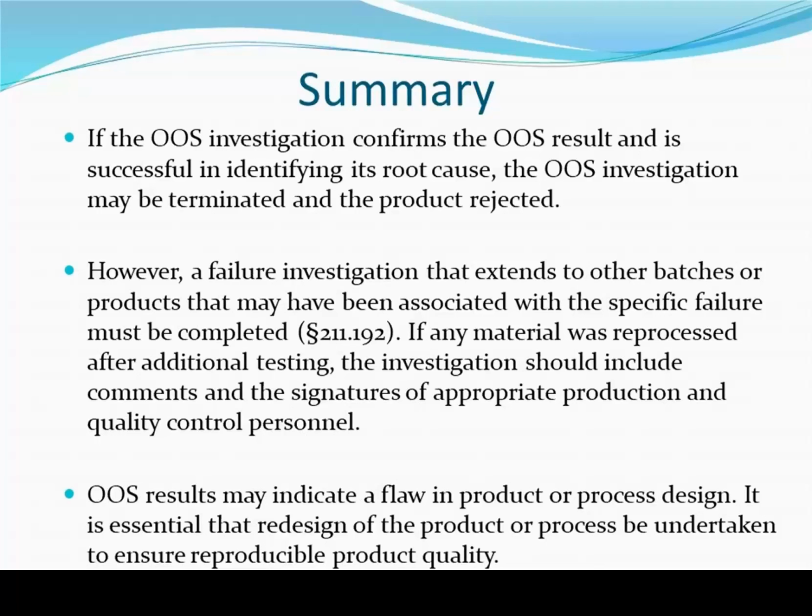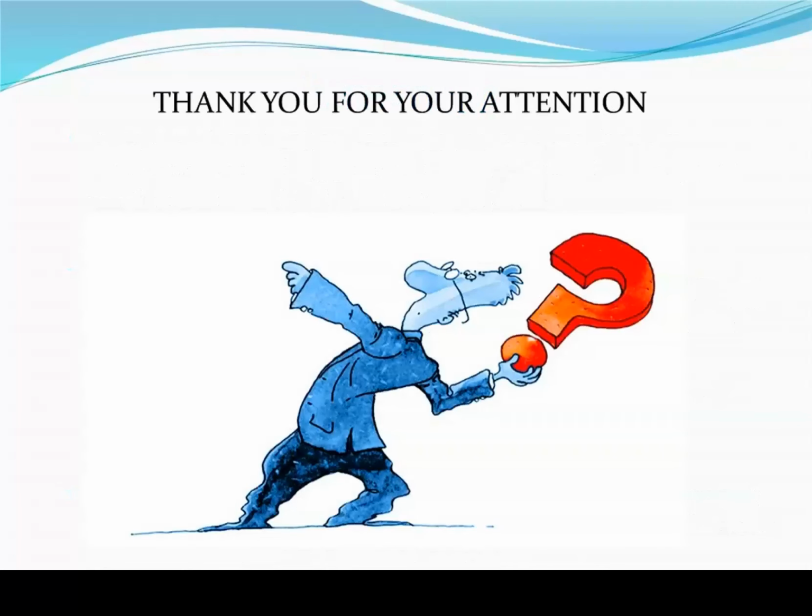Out-of-specification results are not fun to deal with, but they are telling us something. They indicate that there may be a flaw in the product or process design. So it's essential that redesign of the product or process be undertaken to ensure reproducible product quality. That's why it's very important to the company to make sure that these out-of-specification results are taken seriously, the investigations are done very robustly and thoroughly, and that they are closed out in a timely, compliant manner.